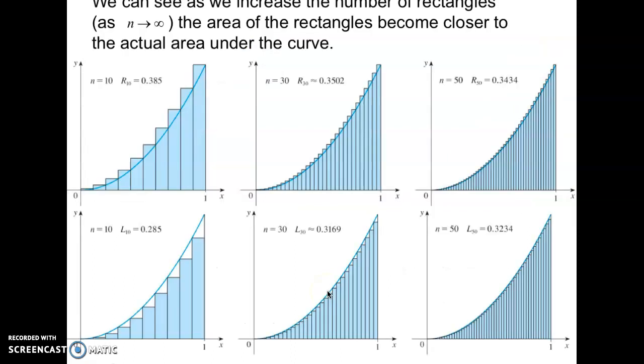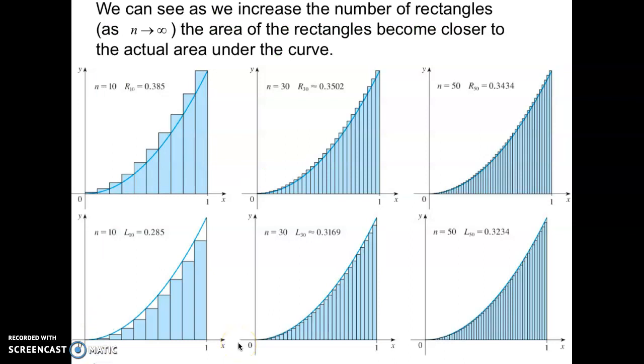Or I could add rectangles. So notice what I did was I used Mathematica here to draw these rectangles. What about if I have 10 rectangles?